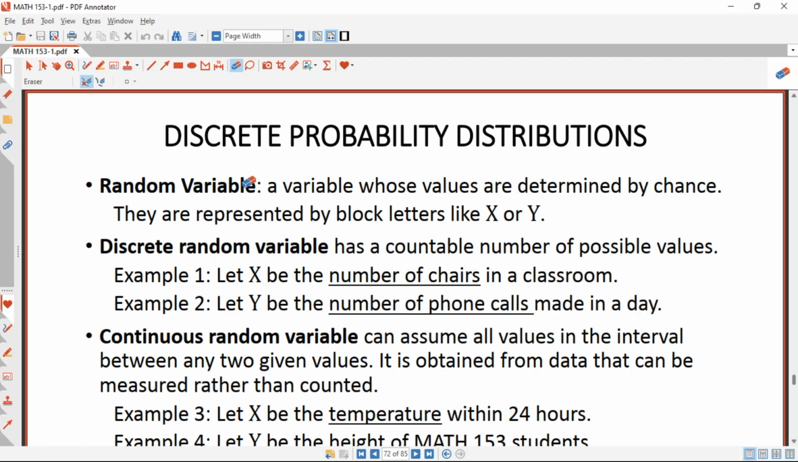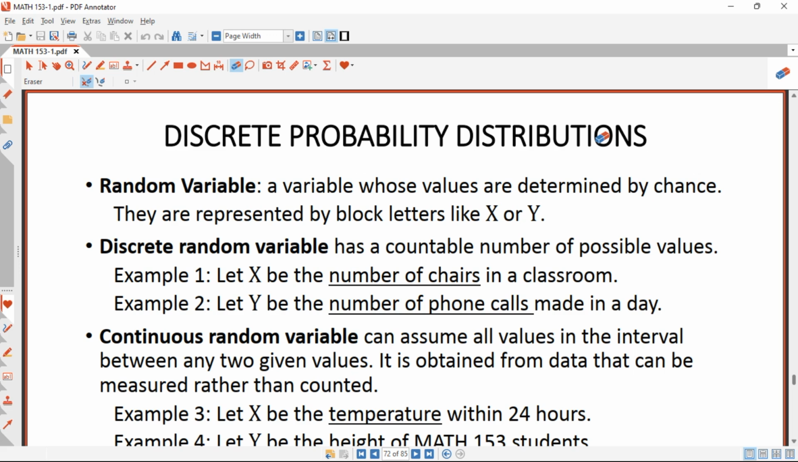Today I'm going to continue our series of videos on statistical method 1. Our main focus today will be on discrete probability distributions. Before we jump into the concept of discrete probability distribution, one has to understand what is termed as random variables, discrete random variables, and then continuous random variables.